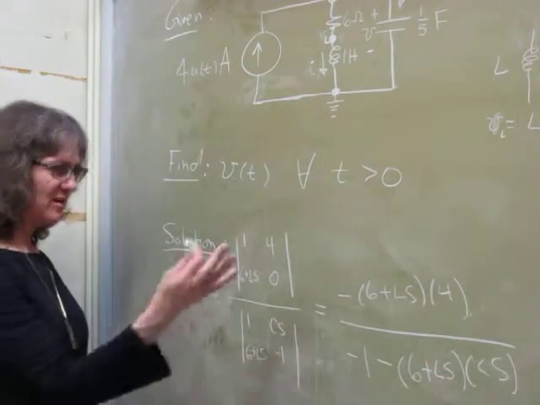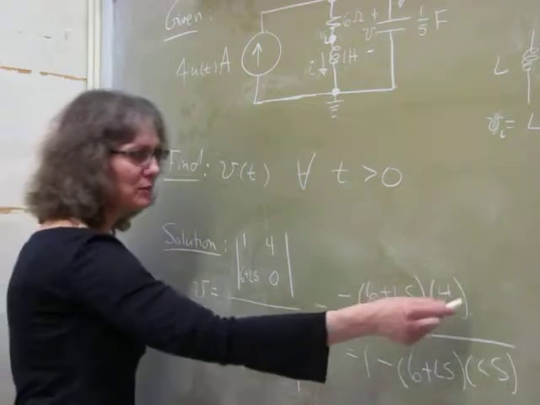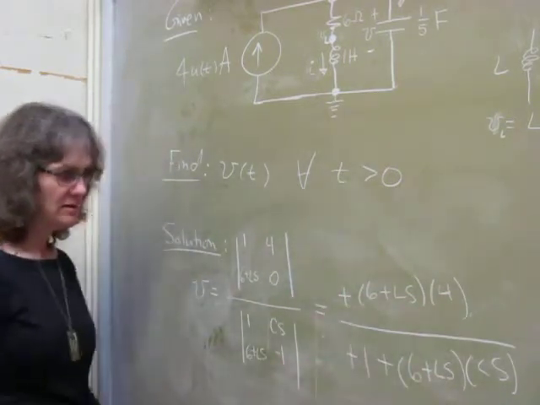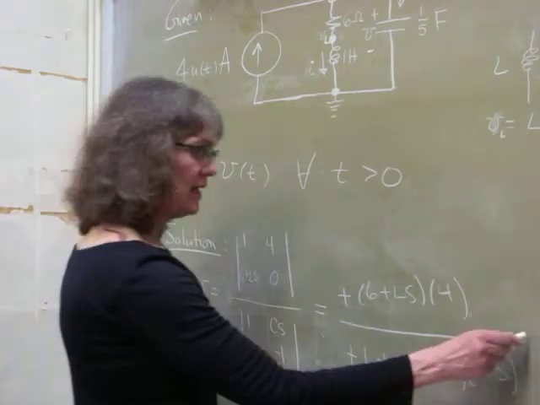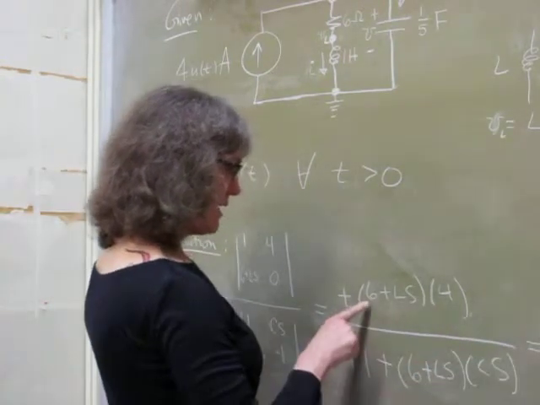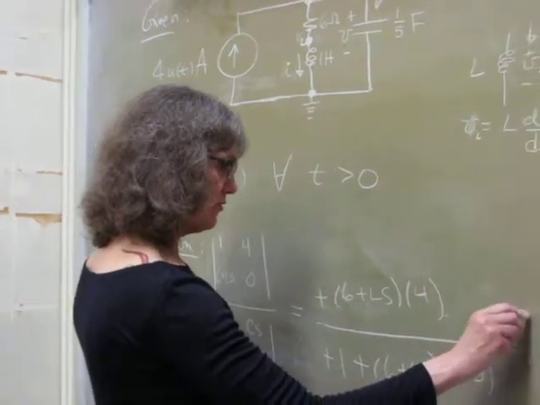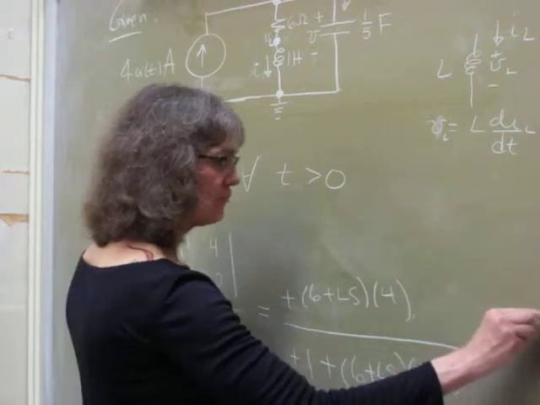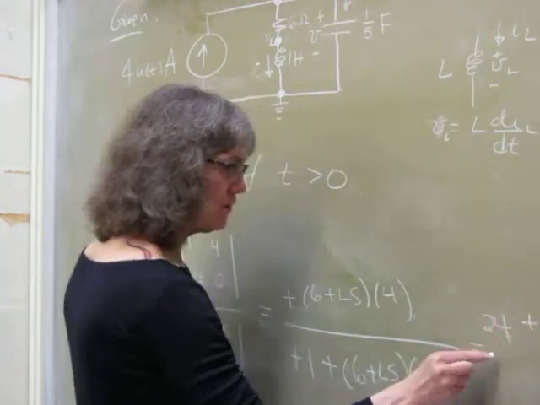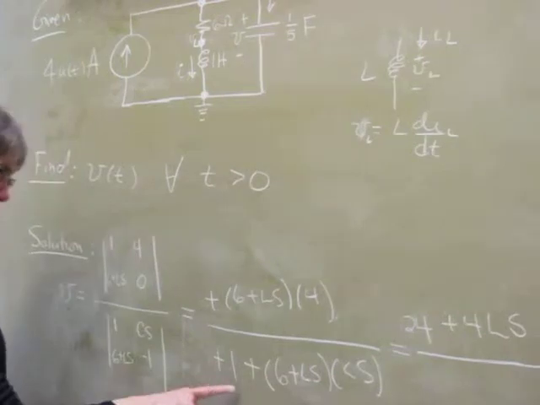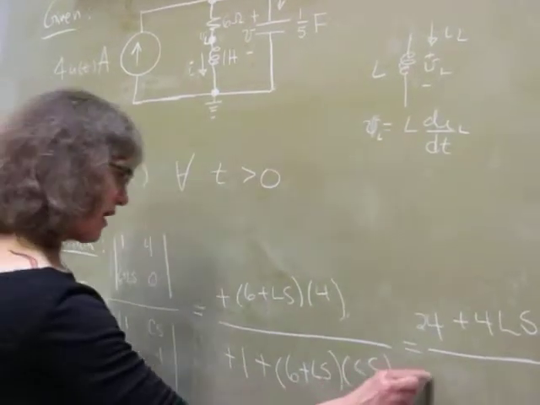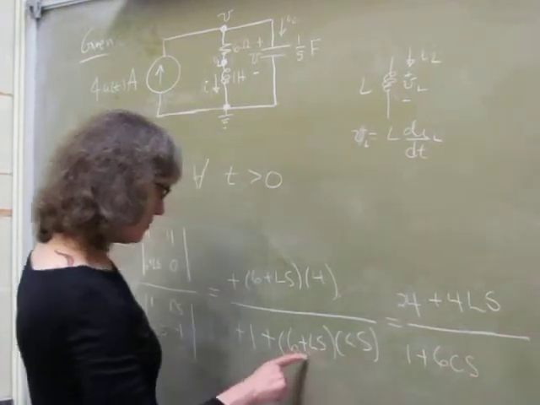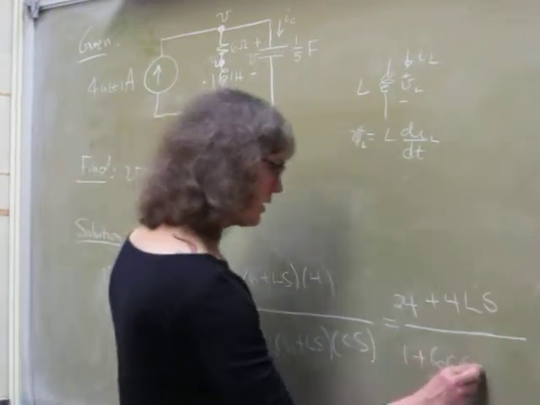Okay? And because I've got so many negative signs, I could just multiply both numerator and denominator by minus 1, right? And that'll get rid of all these negative signs. And then I've got 6 times 4 is 24, and then times 4LS over, what have I got? I've got 1 plus 6CS plus LCS squared.